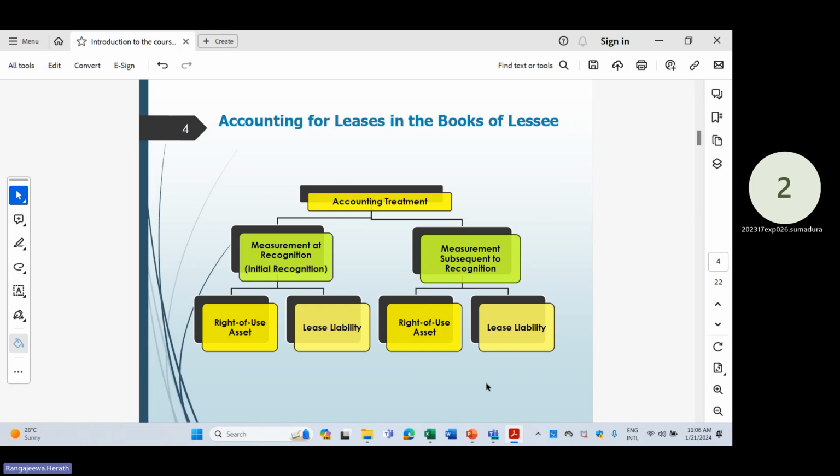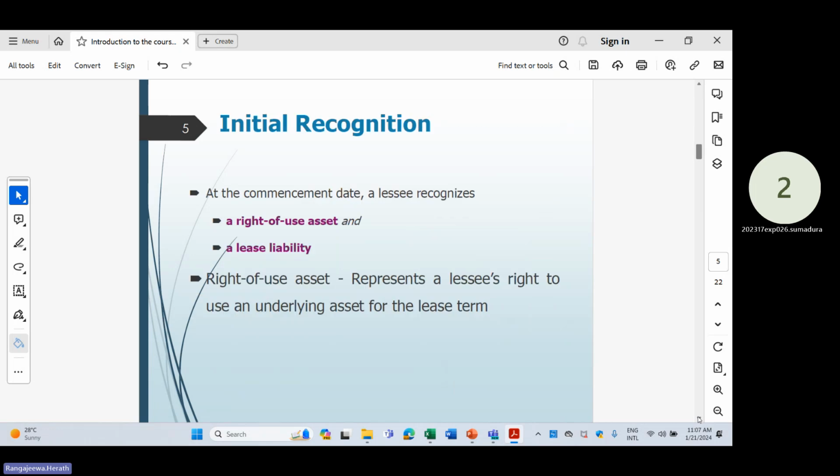That is what we should know about the accounting for leases in the books of the lessee. On the lessee's side, identify the right of use asset and the lease liability. But we need to know how to measure this initially and subsequently. At the commencement date, the date the agreement is entered, the lessee recognizes a right of use asset and a lease liability. The right of use asset represents the lessee's right to use the asset for the lease term. Lease term is the lease period.